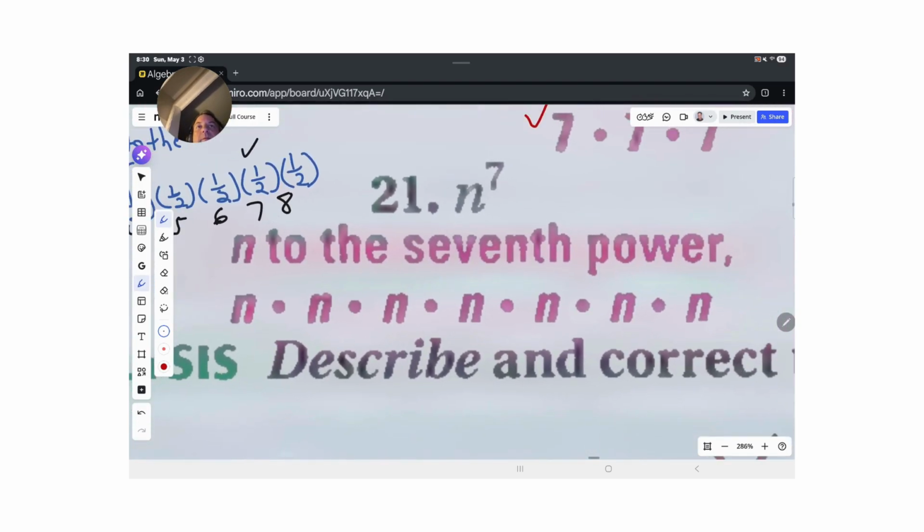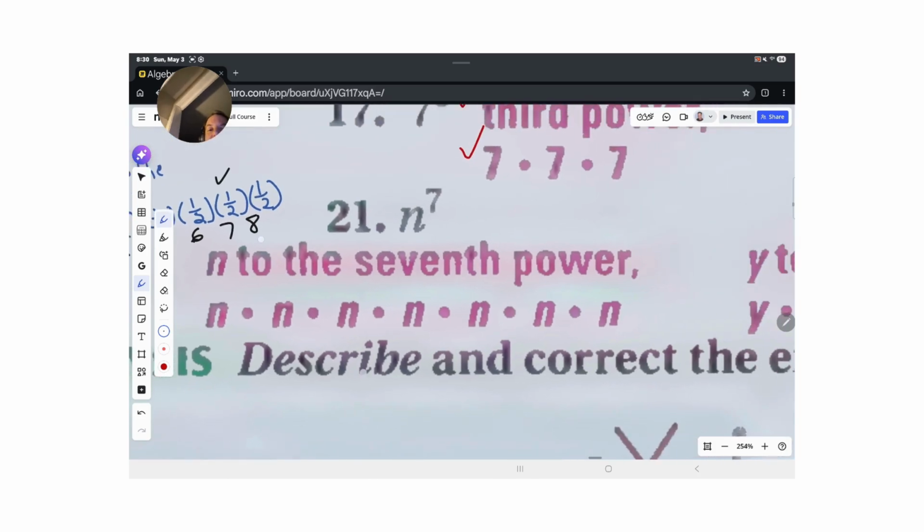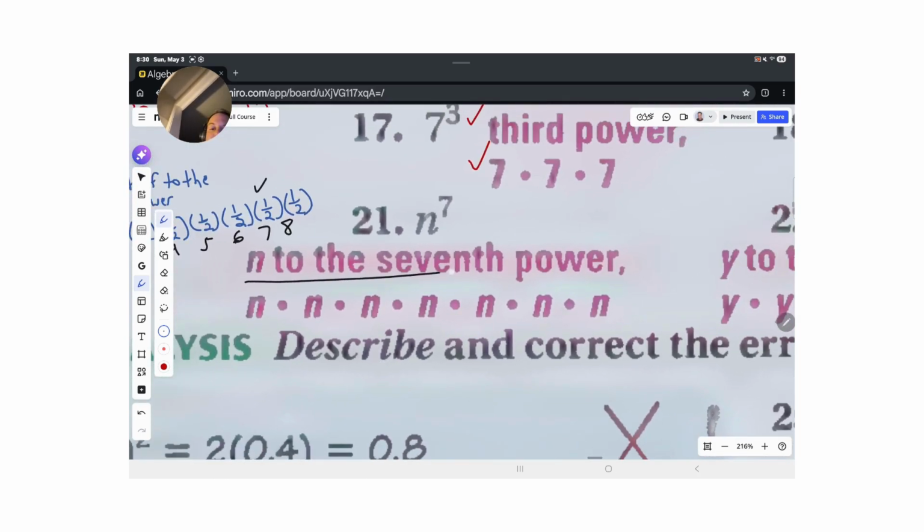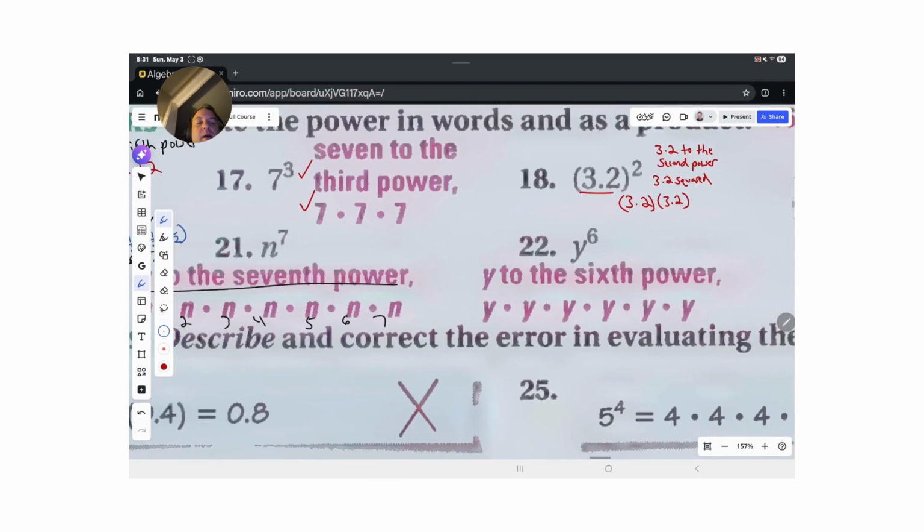Now we have a variable. We're in algebra, right? We're working with variables. Problem 21 is n to the 7th power. We just write it like we see it. N to the 7th power, and that's 7 times. 1, 2, 3, 4, 5, 6, 7. 7 times that n is multiplying itself by.